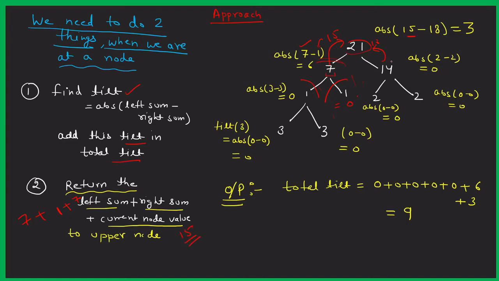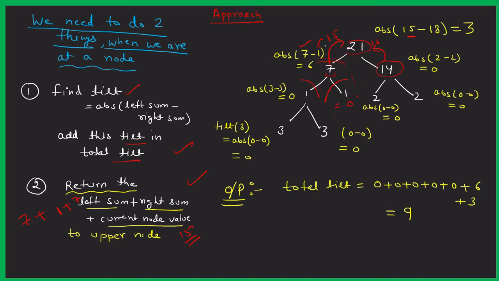And the same thing, when we are at 14, it will do the same thing. It will take 2 plus 2, that is left sum plus right sum, and plus 14, that is the current node value. So it will be 14 to 16 to 18. So it has to return 18. So we are doing these two things at each node of this tree to find the tilt of the upper node. Otherwise, the tilt cannot be found out.